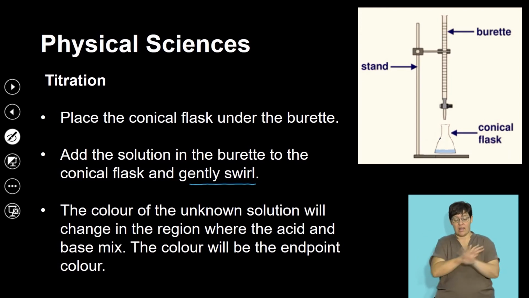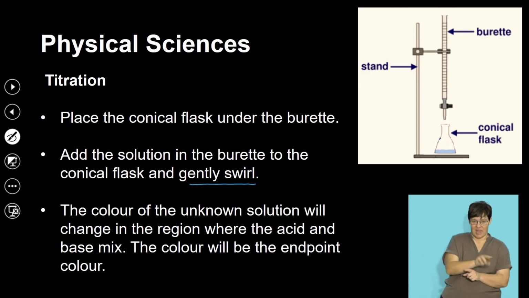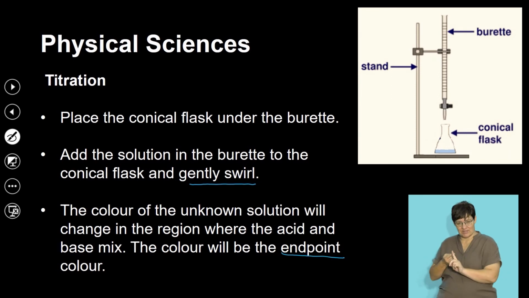And then the color of the unknown solution will change in the region where the acid and the base mix, okay? So that's where the reaction actually takes place. We also take note that at the end point, there is that color change, which will tell us that this reaction has reached the end, and then we can take the readings in terms of the volume of the standard solution. The pipette will be used to measure the volume of the solution that goes into the conical flask, right?